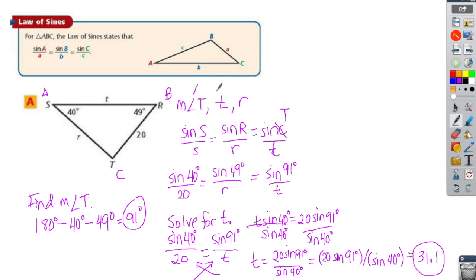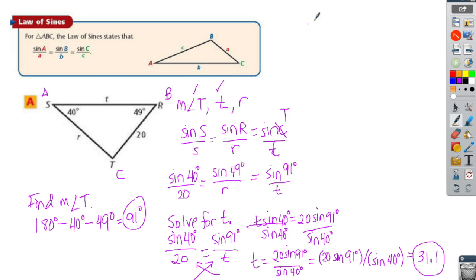So going back, we found side t. We're now down to our last side length. You might be thinking, let me use the Pythagorean theorem. No, you can't. Why? Because you don't have a right triangle. This is why you have to use the law of sines and continue to apply it, since you don't have a right triangle.